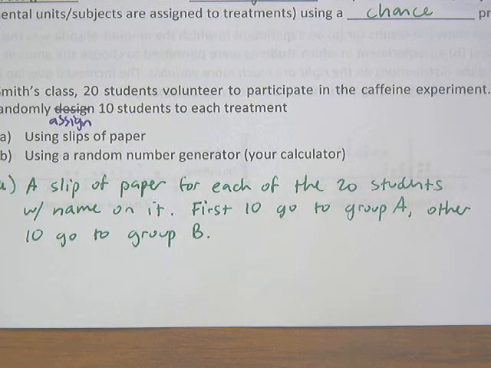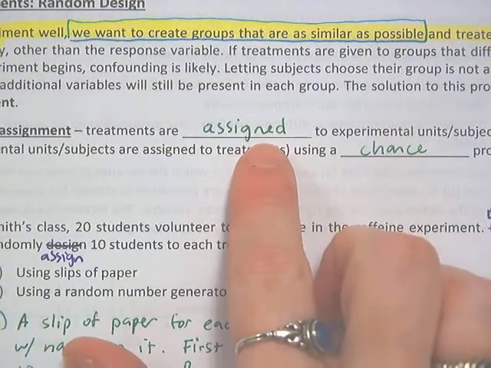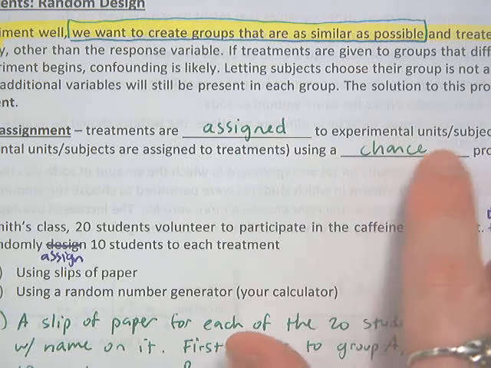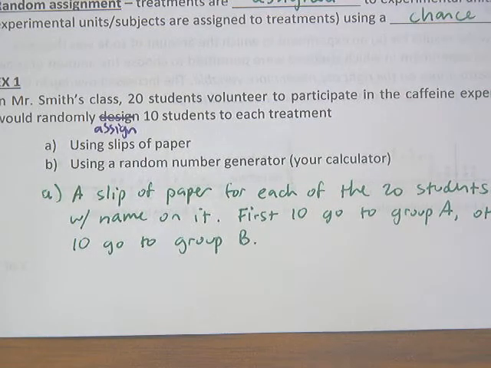I won't make you write this other part, but just listen. You could also just put slips of paper in a hat that, 10 of them say A and 10 of them say B, and then a student comes up and pulls a slip of paper, and if it says A, they go to that treatment. If it says B, they go to that treatment. So that goes back to you can flip-flop it. You can assign a treatment to a student, or you could assign a student to a treatment. There are different ways to do that, but either way, it's random.